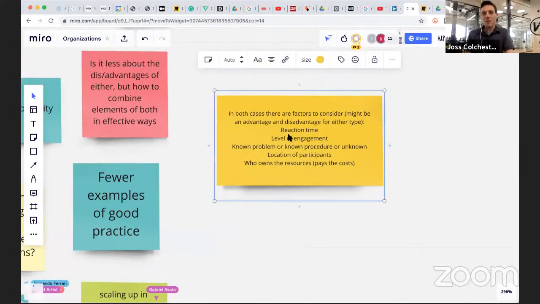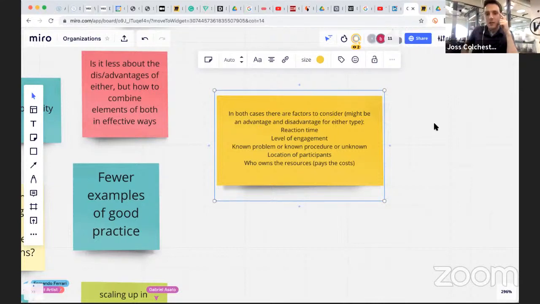Okay. In both cases, there are factors to consider. Might be an advantage and disadvantage for either type. Reaction time, okay. Level of engagement, yep. Known problem or known procedure or unknown. Location of participants. Who owns the resources? Who pays the costs?